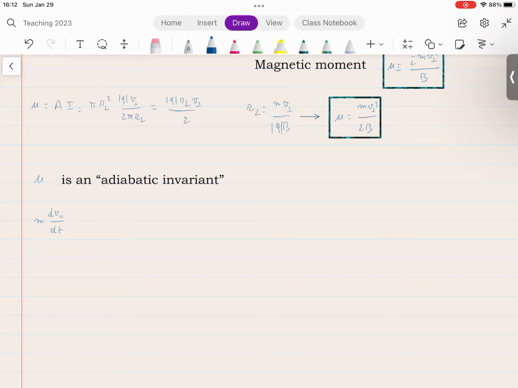Okay, what we're going to do is write the equation of motion in the parallel direction. That is the equation of motion for v parallel. And then what I'm going to have is the mass times the derivative of the parallel velocity. Well, that's going to be equal to the parallel force, which, as we discussed, is going to be equal to minus mu dB/dz.